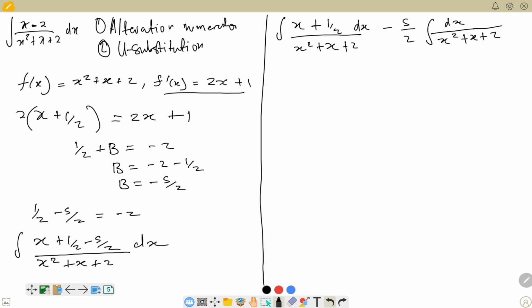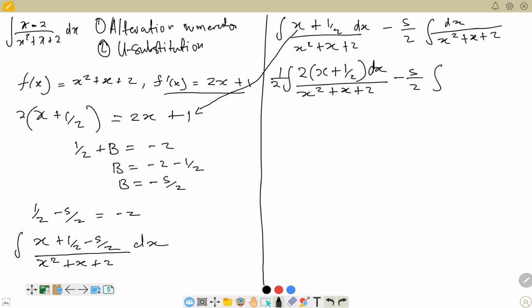So what is happening now? Now I can try to take this one back here. Then I will introduce a 2. Then it's going to be 2x, or let me just put the 2 there. Then I will have it as it was. Because I put the 2, I must multiply by 1/2. Then I have dx here. Then I have x squared plus x plus 2, minus 5/2 dx over x squared plus x plus 2.